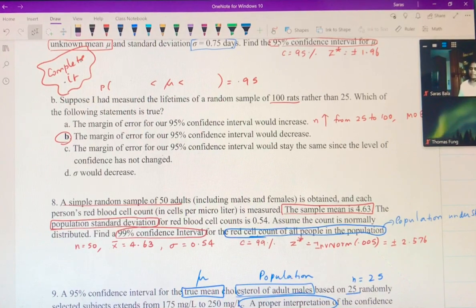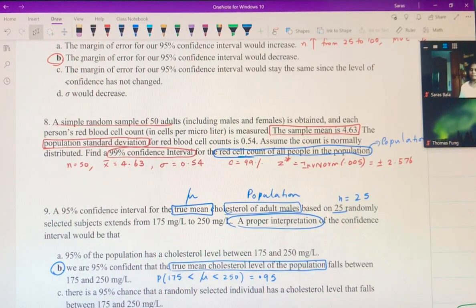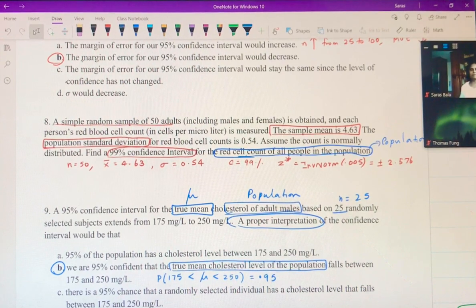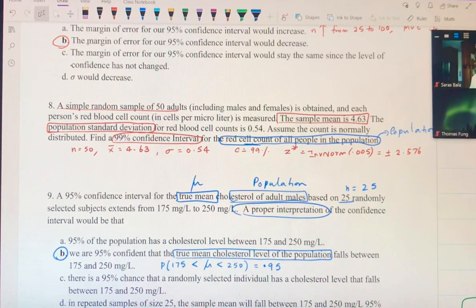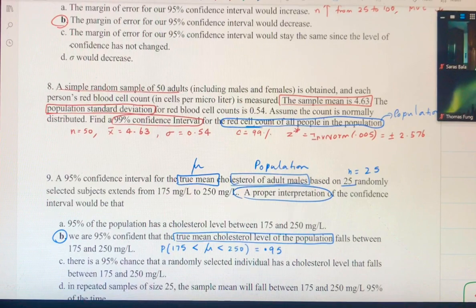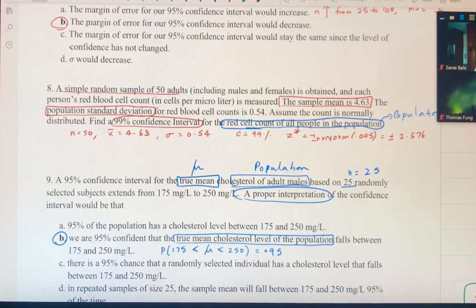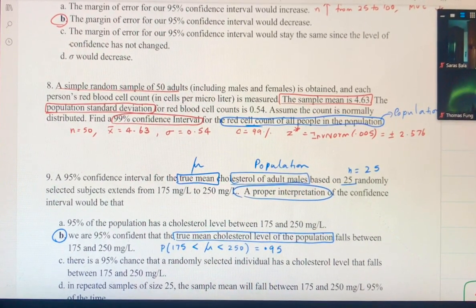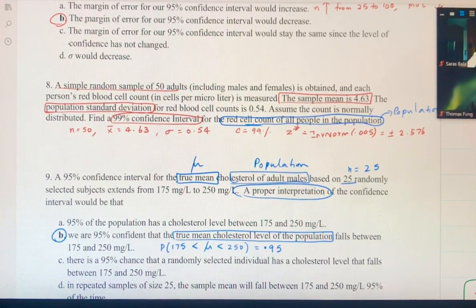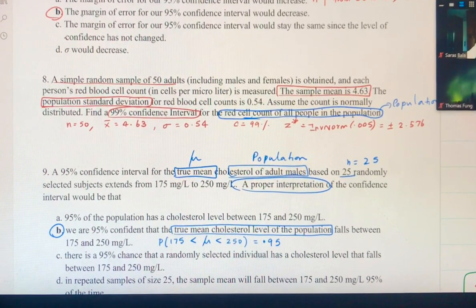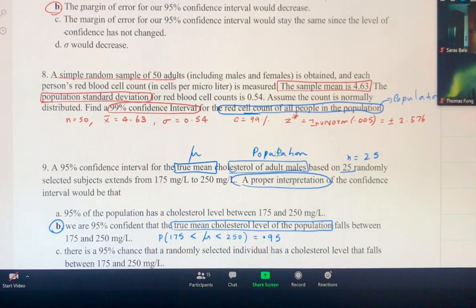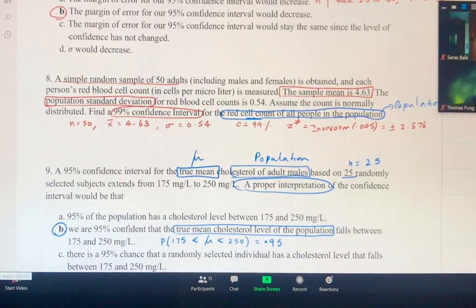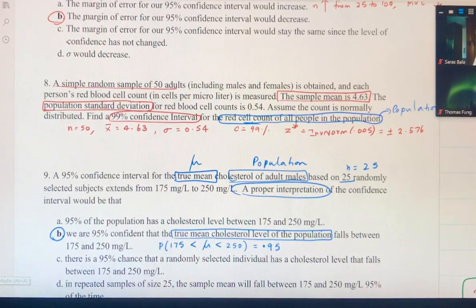So number 8, number 9, everything is similar to the previous problems that we did. So I recommend you pick the 4 numbers given in the problem. n is 50, x bar is given. So you have to read the question. That is very important. All right. Anybody has any question so far? Go ahead, Pablo.